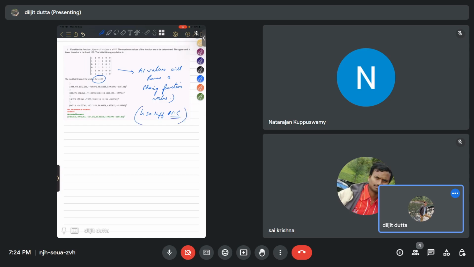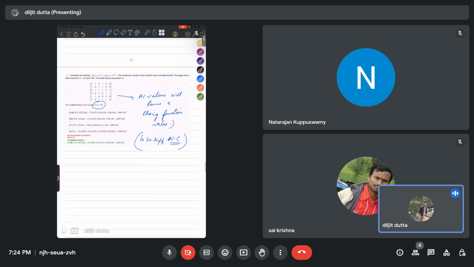Based on that niche count, you will have a modified fitness. If you want, I can solve it, but again it is the same procedure, just going through some arithmetic calculations, nothing else. The function is a bit different, otherwise the whole procedure is the same. Since the bits are the same, the procedure will be the same.